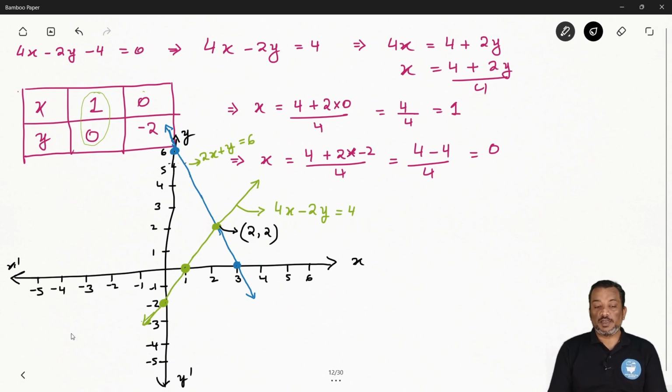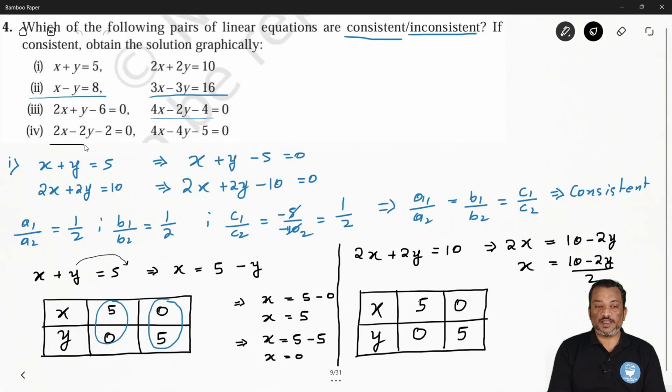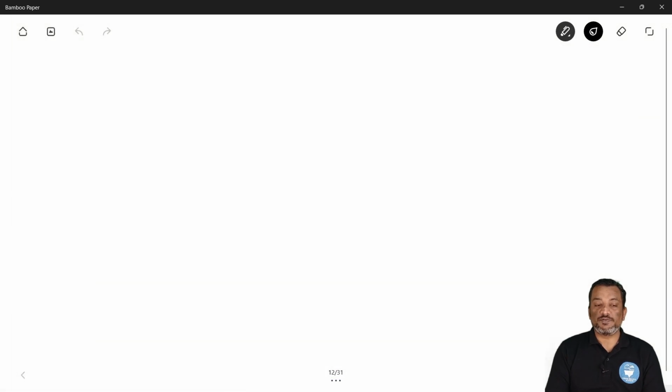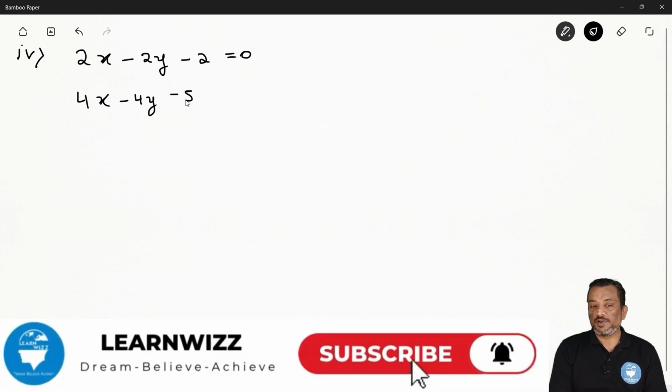Now coming to the last question. So what is the last question? This is the fourth part. It is given 2x minus 2y minus 2 is equal to 0, and the second equation 4x minus 4y minus 5 is 0. So let me solve the fourth part. Our equation is 2x minus 2y minus 2 is equal to 0, and the second equation we have 4x minus 4y minus 5 is equal to 0.